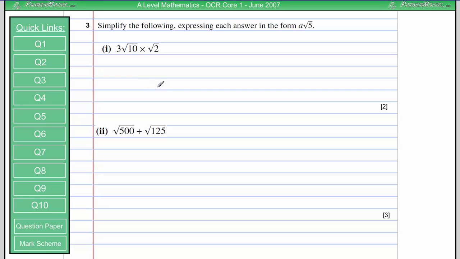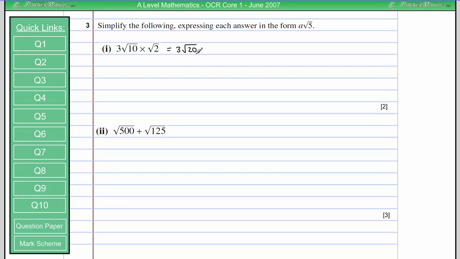Question 3. Simplify the following, expressing each answer in the form a root 5. So in part 1, we've got 3 root 10 multiplied by root 2. Well, as there aren't any square numbers that go into either 10 or 2, we can't simplify any of these directly. So the first thing I'm going to do is multiply these 2 square roots together. So I change this to 3 root 20.